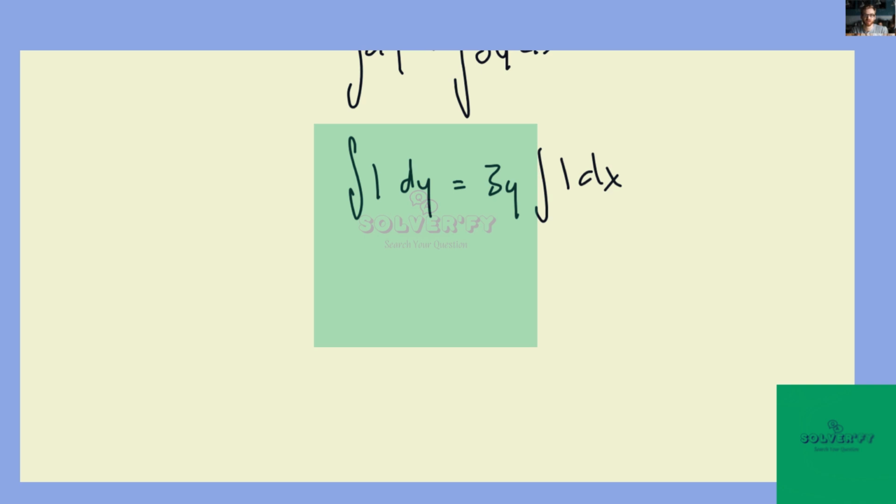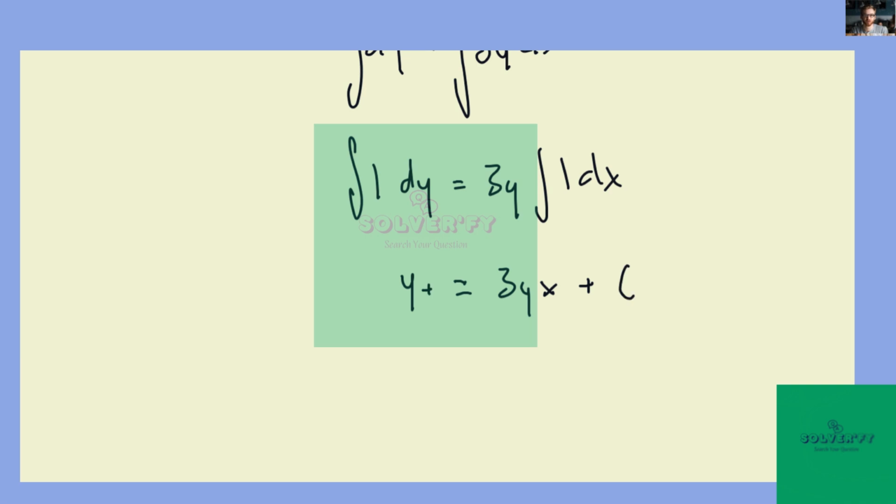Okay, so we can now finish this integral. What's 1 integrated with respect to y? Well, it's just y. And that's equal to 3y times, what's 1 integrated with respect to x? That's just x. And don't forget that whenever you do an indefinite integral like this, you need to add a constant. Technically, we would add a constant to both sides.